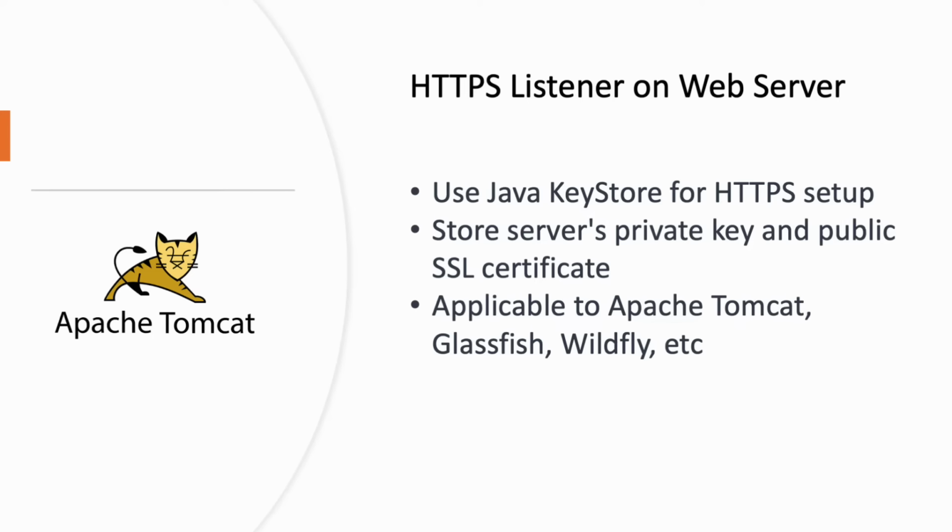So, let's break down key differences and possible use cases of Java KeyStores and Java TrustStores. First use case is we need to configure HTTPS listener on web server. In that case, we should use a Java KeyStore. In Java KeyStore we will store your server's private key and public SSL certificate to enable HTTPS listener on server's side. It doesn't matter what kind of web server you will use, Apache Tomcat, Glassfish, Wildfly, and so on. In the upcoming videos, I will show you how to configure HTTPS listener for these Java application web servers.